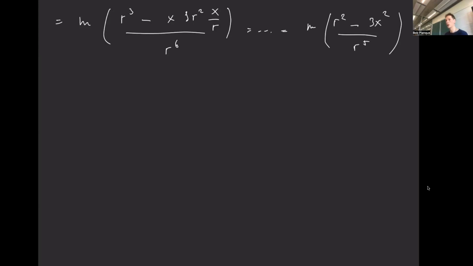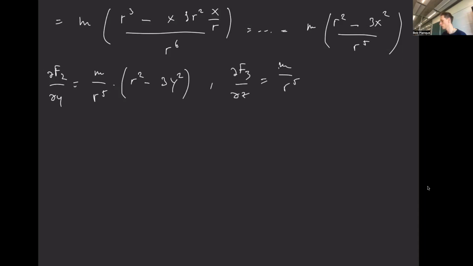Of course, x, y, and z have completely equal roles, and so I don't have to do this computation for df2 dy. It must be m over r to the 5 times r squared minus 3y squared, because I would have to do exactly the same computation, replacing x by y. And df3 dz is m over r to the 5 times r squared minus 3z squared.